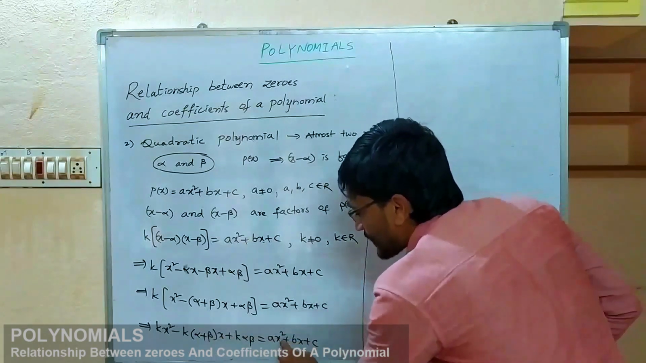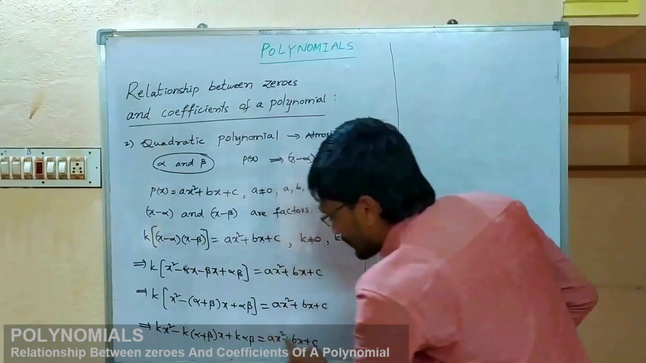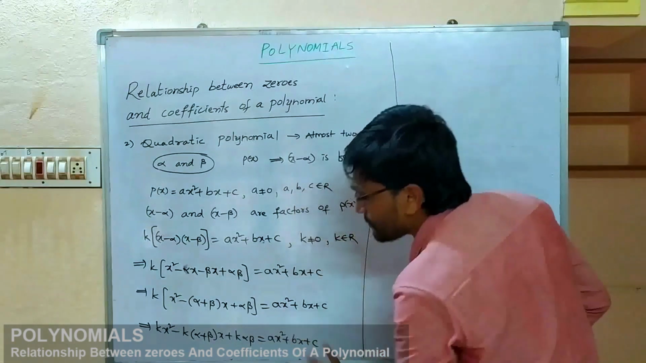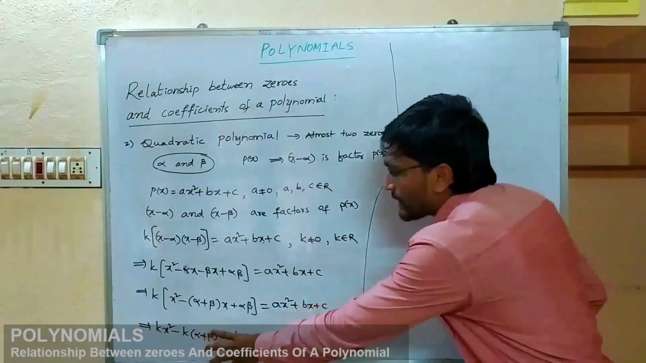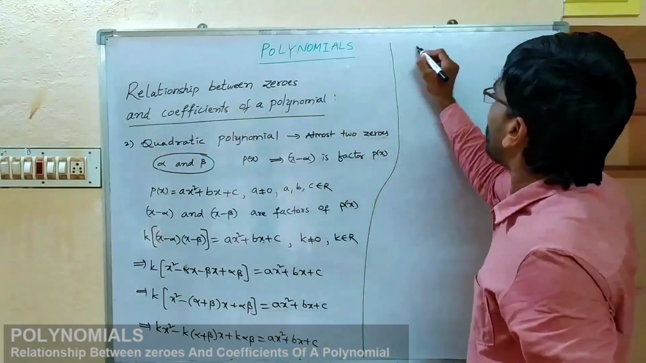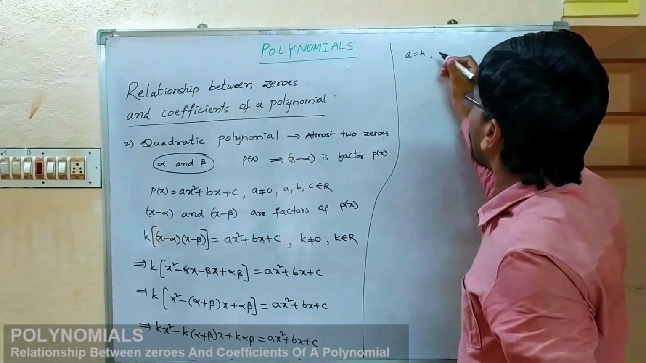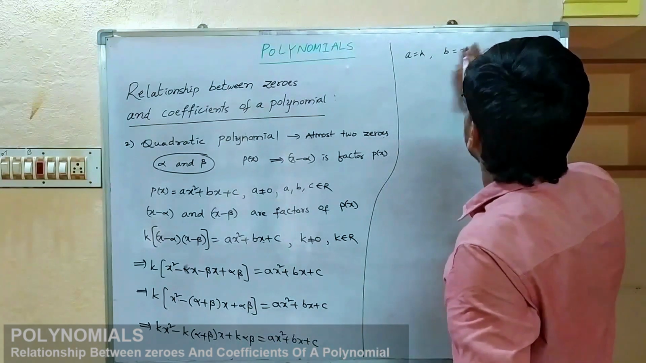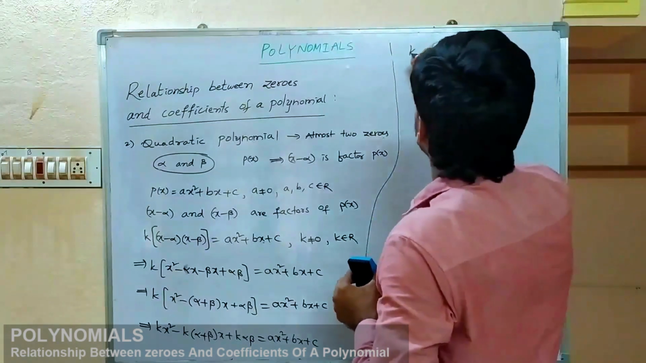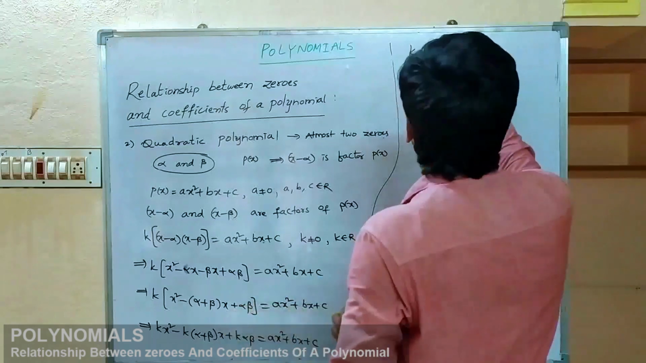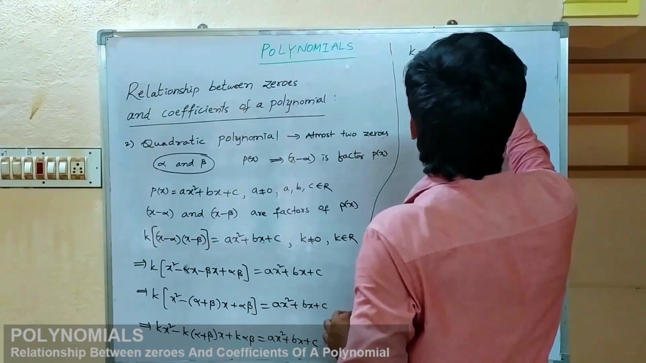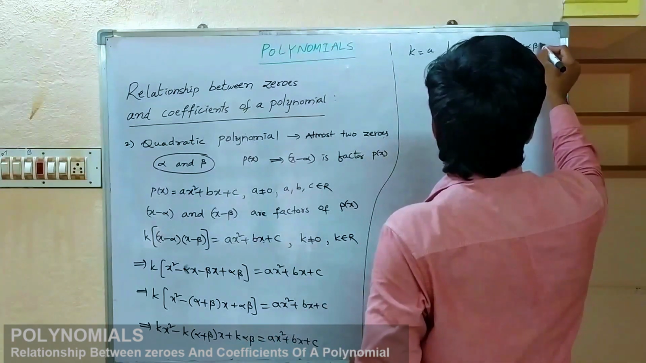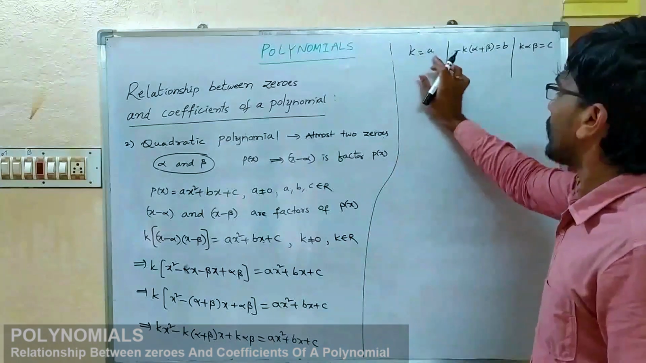Now compare both sides. Here the x square coefficient is a, here the x square coefficient is k. Here the x coefficient is b, here the x coefficient is minus k into alpha plus beta. Here the constant term is c, here the constant term is k alpha beta. So comparing both sides, we get a is equal to k, that is k is equal to a, and minus k into alpha plus beta is equal to b, and k alpha beta is equal to c.